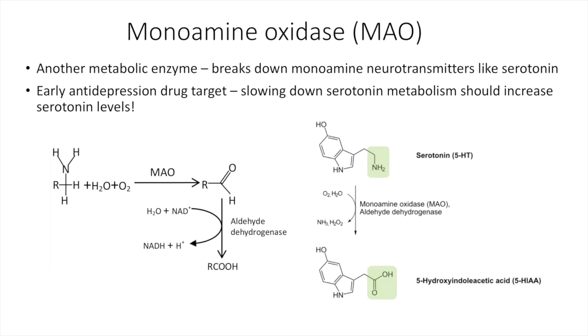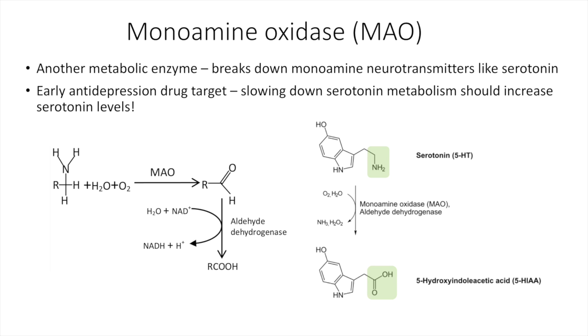This is a different enzyme, and this is more catabolism than metabolism. But monoamine oxidase is another metabolic enzyme. It's meant to break down monoamine neurotransmitters like serotonin. So this is an early antidepressant drug target. The idea was that depression is associated with lower levels of serotonin in the brain, and so if we can slow down the rate at which our body tears up serotonin, we can keep serotonin around longer. And so that's why MAO inhibitors, or MAOIs, found early use as antidepressants.